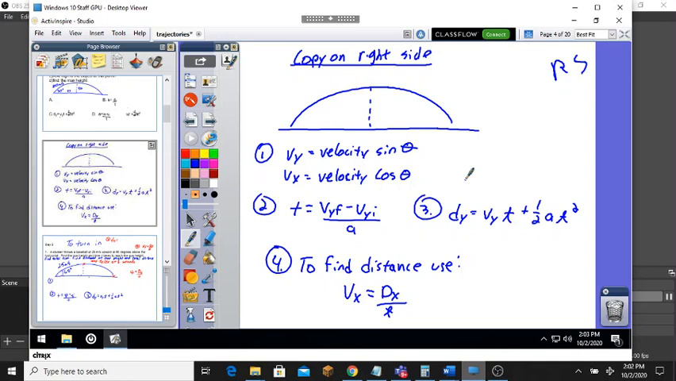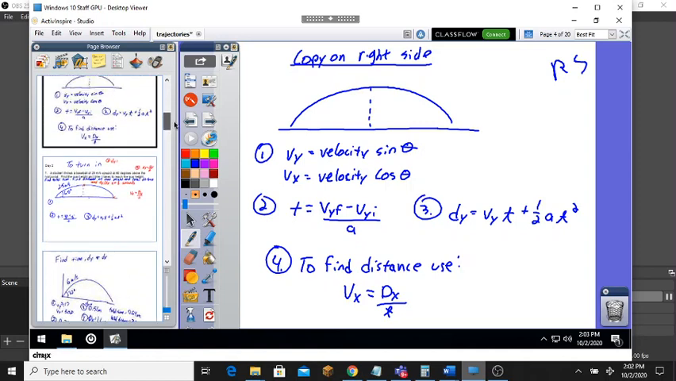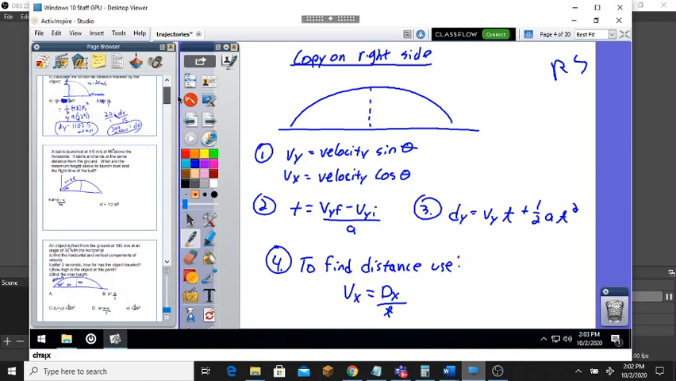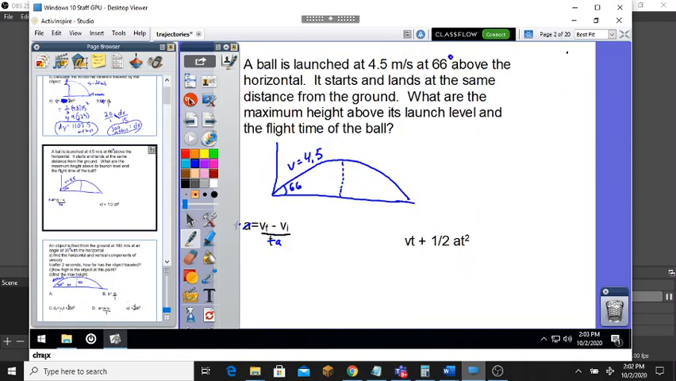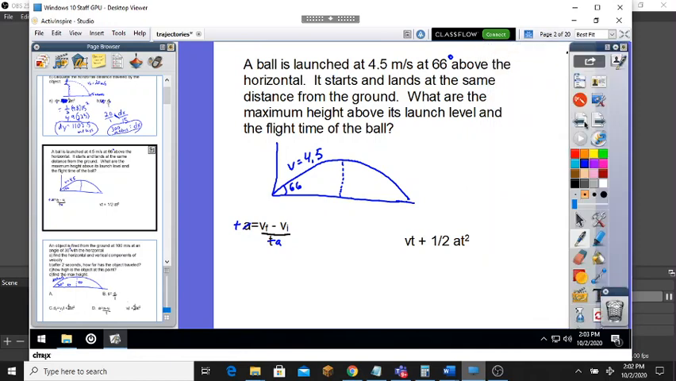Okay, so what I'm going to do is go into one of the examples that we're going to do. Let's start off with this example. This is going to go on the left side of your notes.